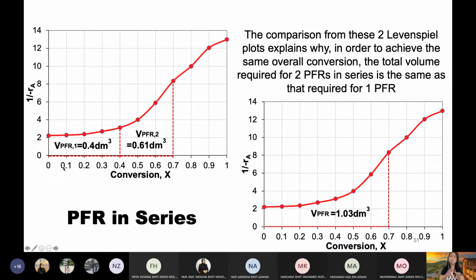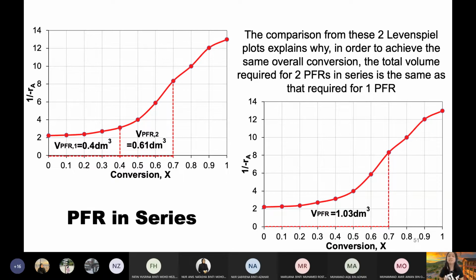If you realize, if I break it down into two PFR in series, the 0.4 and the 0.61 that you calculated is actually technically the same volume. The difference is because we interpolated earlier, so it became not accurate, that's the only reason. But theoretically, for PFR, either you're using one single PFR or two PFR in series, the total volume required is actually the same. But the same application like what I explained previously can be used.